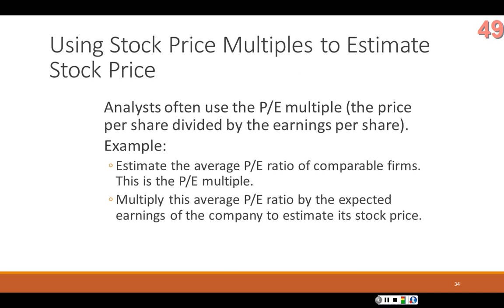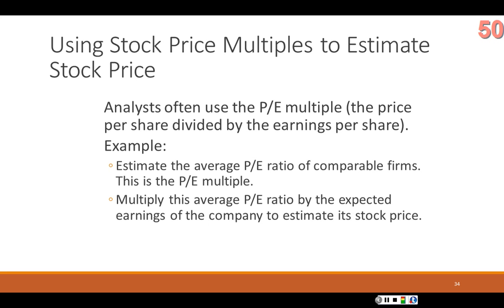We can also use price earnings multiples to estimate stock price. Analysts often use price earnings multiples, the price per share divided by earnings per share. For example, you would estimate the average price earnings ratio of comparable firms. This would be the price earnings multiple. So the average price earnings ratio for an industry would be a price earnings multiple. Again, if you're using this methodology in your paper, you need to be sure and define your industry correctly.